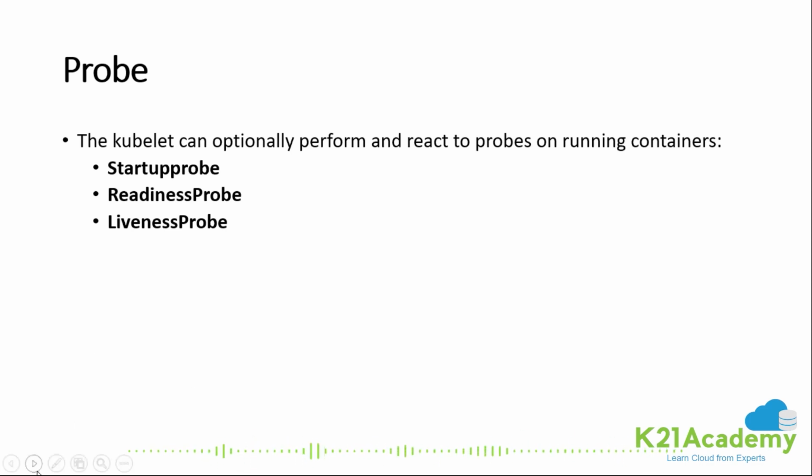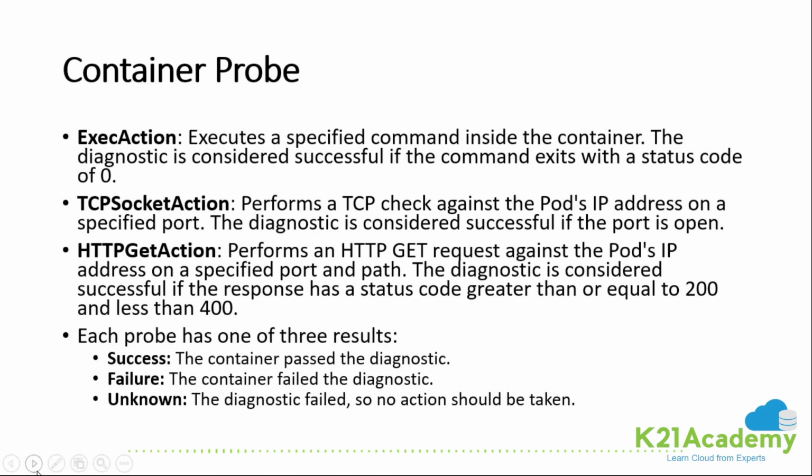We have a couple of options. We can do an exec action, a TCP socket action, and an HTTP GET. For example, if you're running a web server, you can perform an HTTP GET on a specific path. If it returns a code from 200 to 400, that means it is successful. Any other return code means it has not gone through. It's a failure.